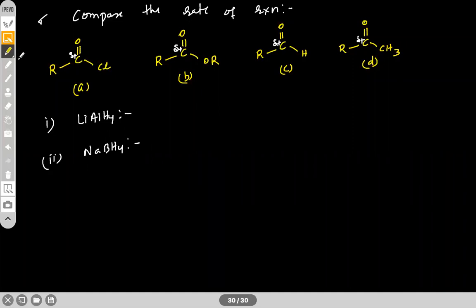Now we compare the positive charge density here. This shows minus I. There's no effect here, and this shows plus I or plus H, both we can see. Because of plus M, the positive charge density here decreases to the minimum value. That's why the rate of B would be minimum for sure. With minus I, the positive charge density increases, and hence the rate of A would be maximum here. Between C and D, here we have plus H and there is no effect here. So C is more, and then we have D.